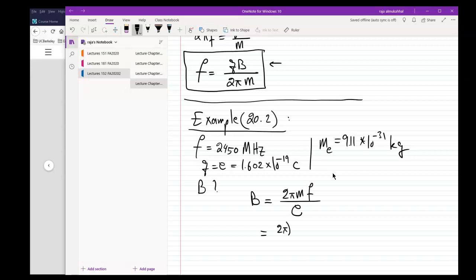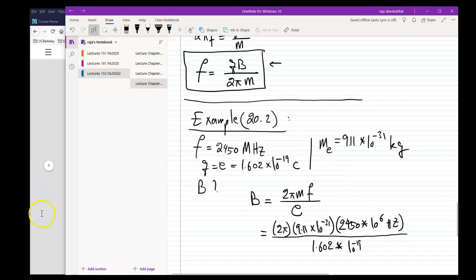That's going to be 2 pi, which is 6.28 together. Mass of the electron, 9.11 times 10 to the negative 31. Times the frequency, he gives it to me already, 2450 times 10 to the 6 hertz, right? Mega is a million, divided by the fundamental charge, 1.602 times 10 to the negative 19. And then we calculate that.